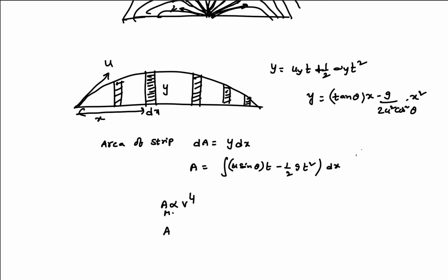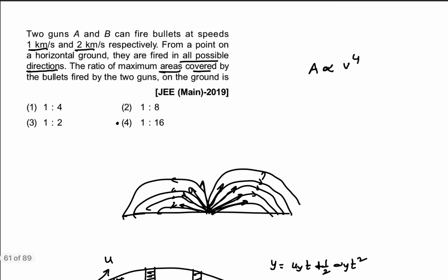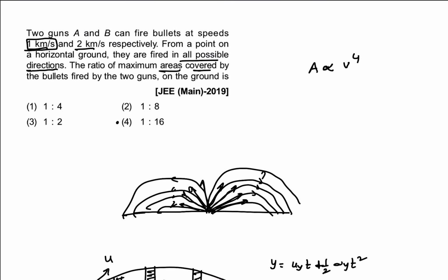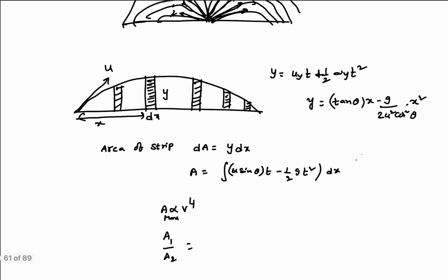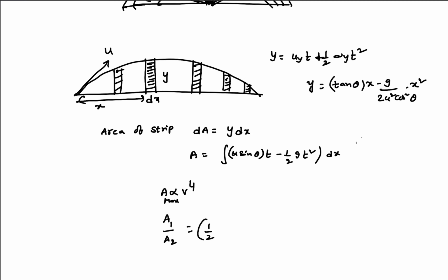Now for A maximum, A1 divided by A2 can be written with the first velocity as 1 kilometer per second and the second velocity as 2 kilometer per second. Substituting, 1 divided by 2, whole to the power of 4, we get 1 by 16.